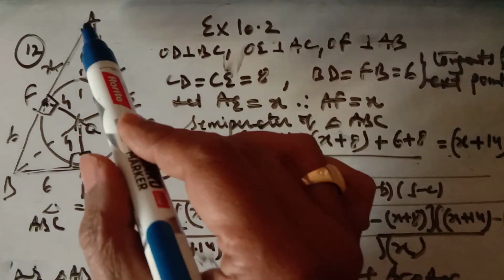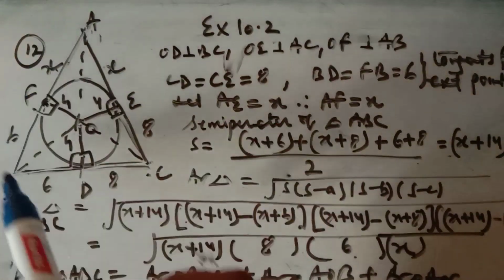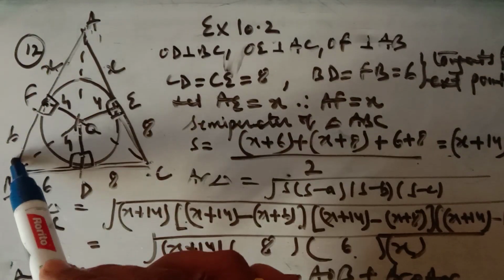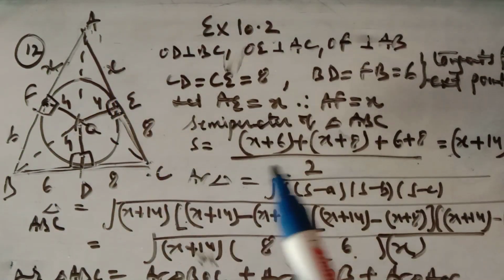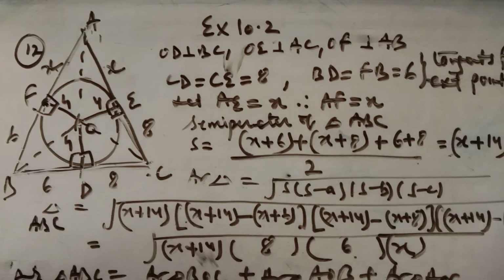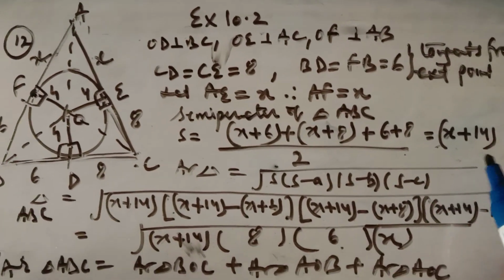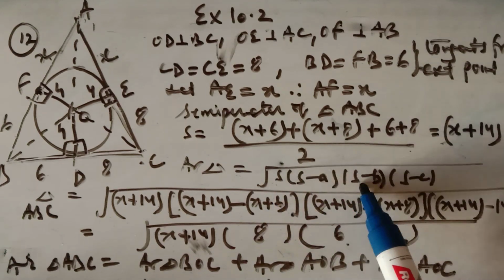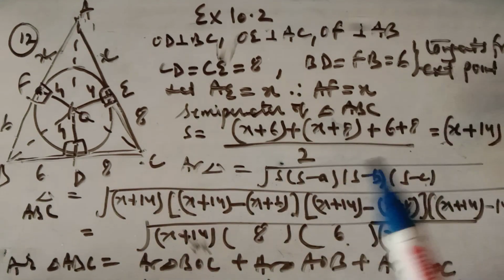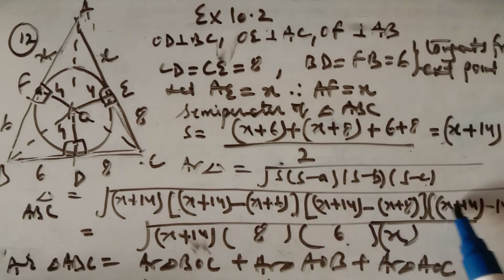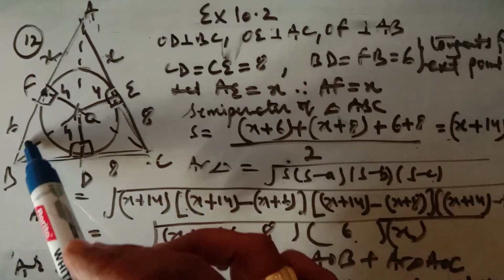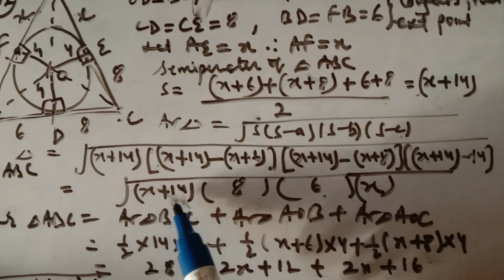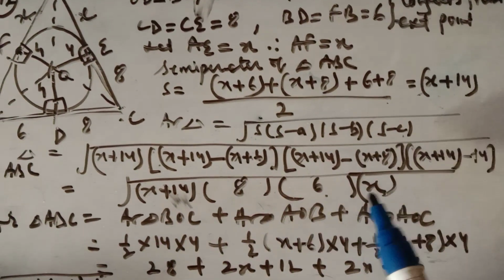Now you can find the area of this triangle ABC in two ways. By Heron's formula, first find the semi-perimeter of the triangle ABC, which is (x + 6 + 6 + 8 + x + 8) upon 2. This semi-perimeter comes out to be x + 14, and the area of the triangle is the square root of s(s − a)(s − b)(s − c). Here s is x + 14, a is x + 6, b is 14, c is x + 8. Simplify the square root and this comes out to be the square root of (x + 14) times 48 times x.